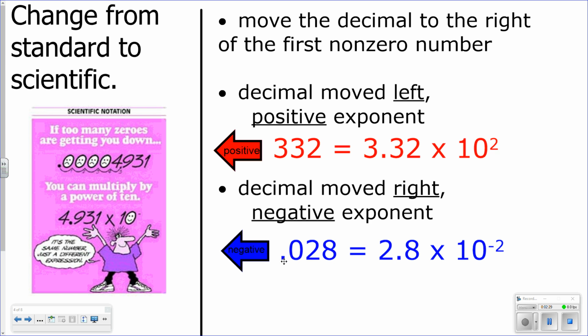If I have to move my decimal right, it means it's a negative exponent. So the decimal right here is before the 0, and I need it between the 2 and the 8. When I move it 2 places, I went right. So 2.8 times 10 to the negative 2. Remember again, positive exponent, big number, 332. Negative exponent goes with a tiny number, 0.028.